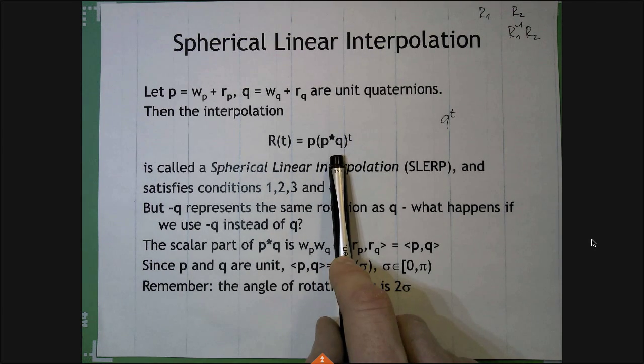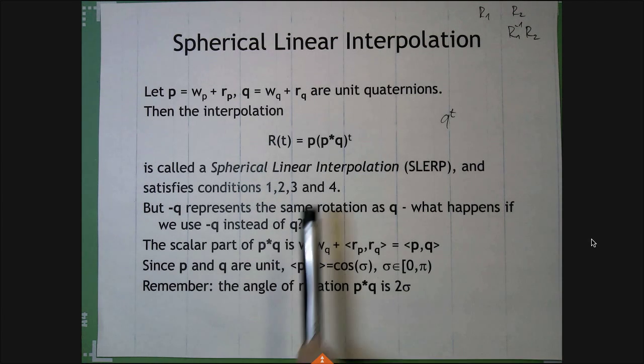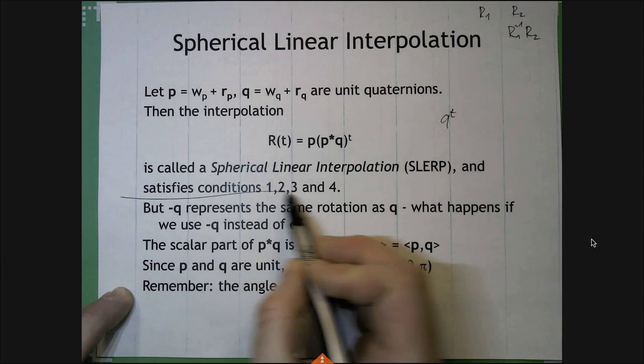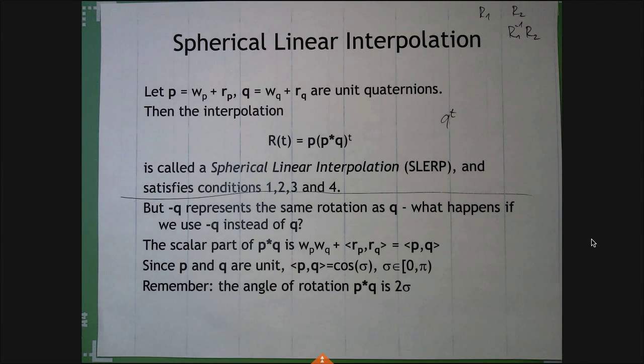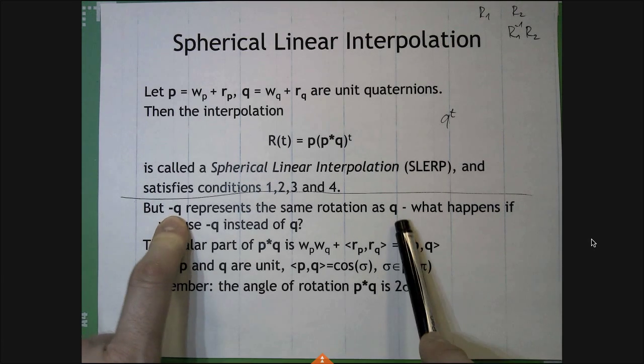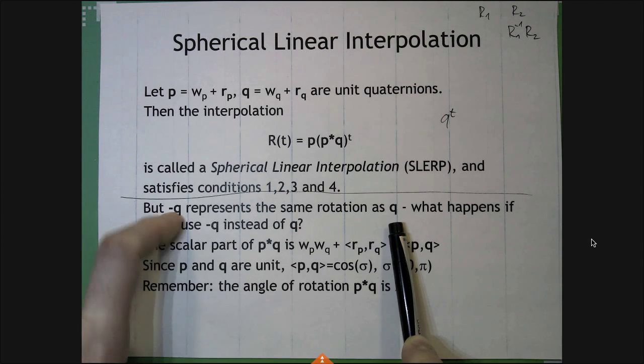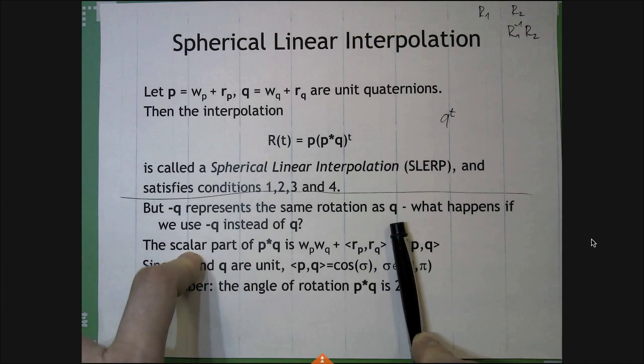So this is spherical linear interpolation. And here is the important catch, which I want you to be aware of, because otherwise you can get some weird behavior. So I mentioned before that minus q represents exactly the same rotation as q, okay? Some people consider it the weirdness of quaternions.